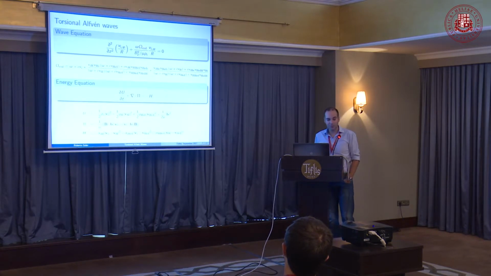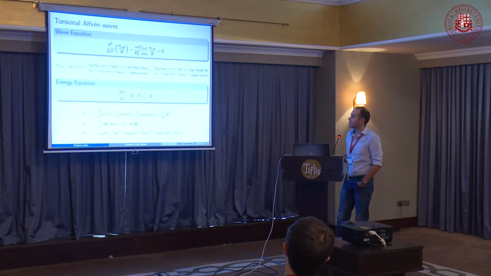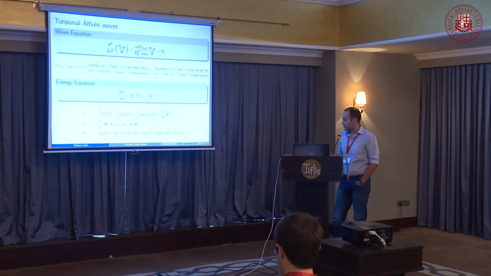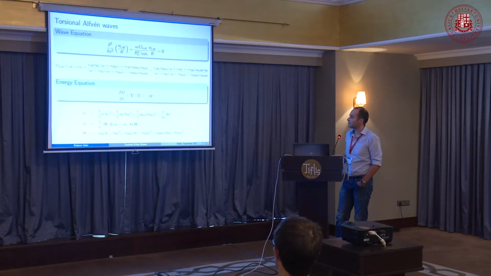In addition, we can obtain an equation that describes how the energy of the waves evolves with time. And this equation tells us that the energy density of the waves changes because there is a propagation of energy with the Poynting flux, and also there is some dissipation of energy due to ion-neutral collisions.